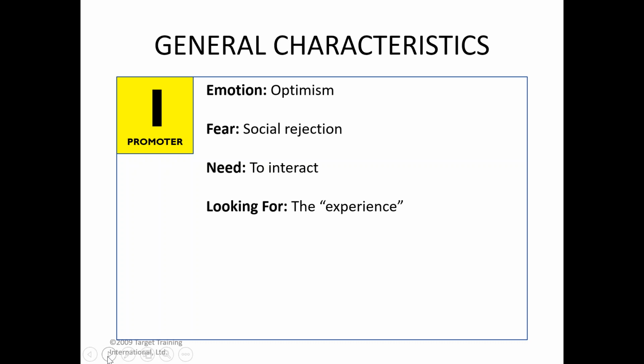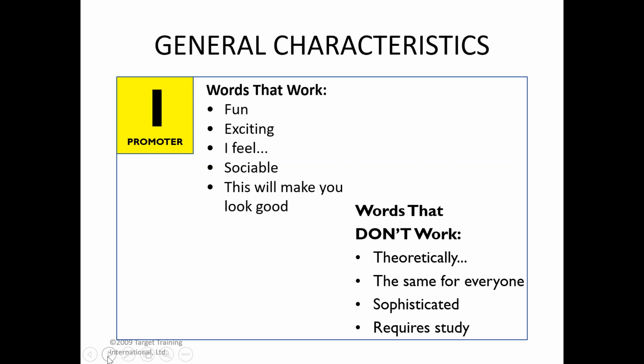So when you're interviewing with a high I, you want to make sure that you are genuinely having a strong interaction with them, having small talk, if you will, and showing a mutual optimistic behavioral style. Words that work for an I are fun, exciting, I feel, sociable, this will make you look good. And words that don't work, and keep this in mind, is the same for everybody: sophisticated, requires study, and theoretically.